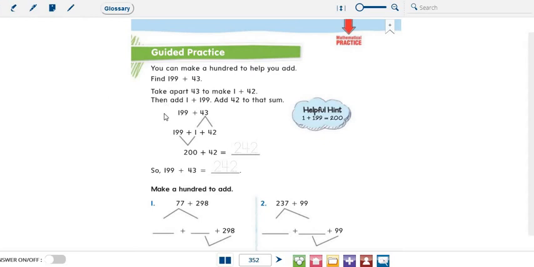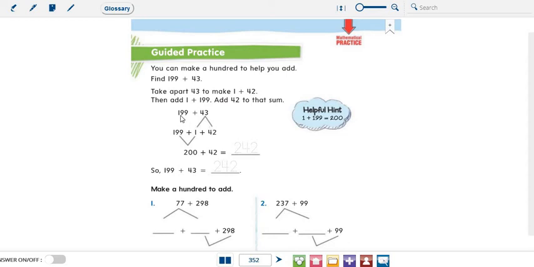Now let's solve the first example. Here we have 199 plus 43. The first step is to look at these two numbers. Which number is the closest to 100? Here we have 43. We need about 60 ones to add to 43 to get 100. But here we have 199. We need only 1 to add to 199 to make 200. So we will break apart this number.